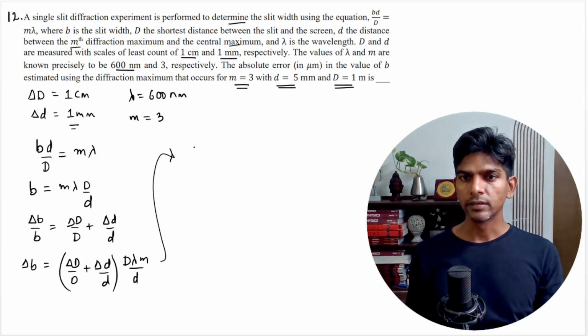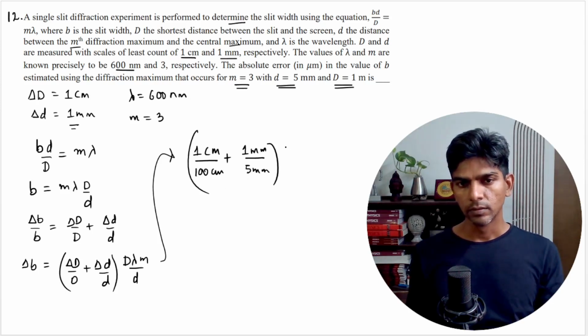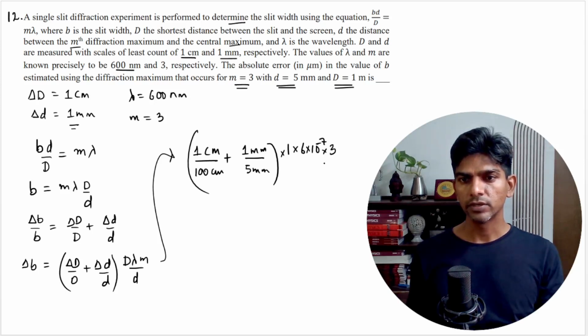So delta D is given as 1 centimeter, where D is 1 meter, so 100 centimeter, plus the error in small d is 1 millimeter, and small d value is 5 millimeter, right? So capital D is 1 meter, lambda is 600 nanometers, so 6 into 10 raised to power minus 7, and small m is 3, divided by small d, which is 5 into 10 raised to power minus 3.